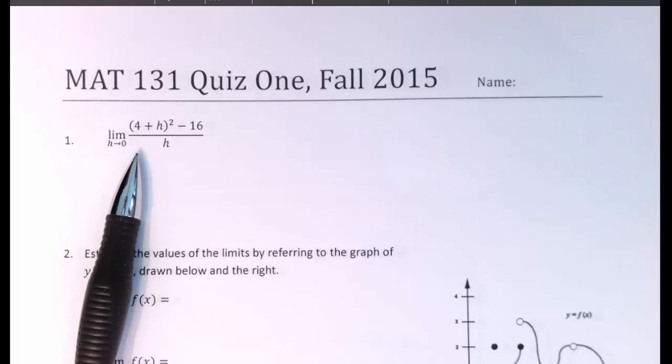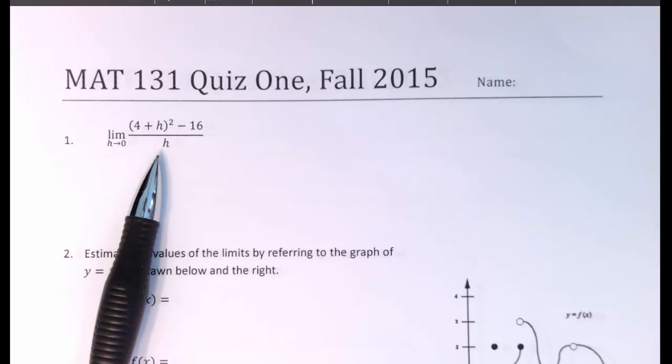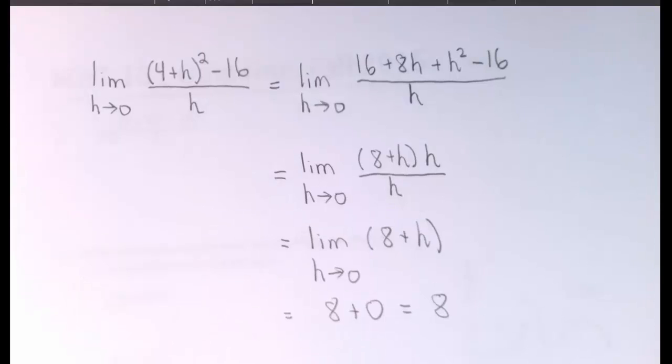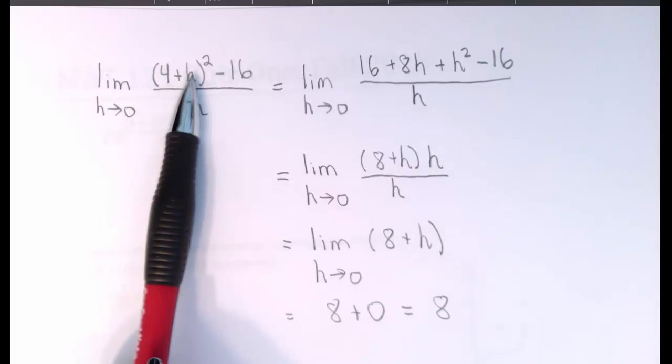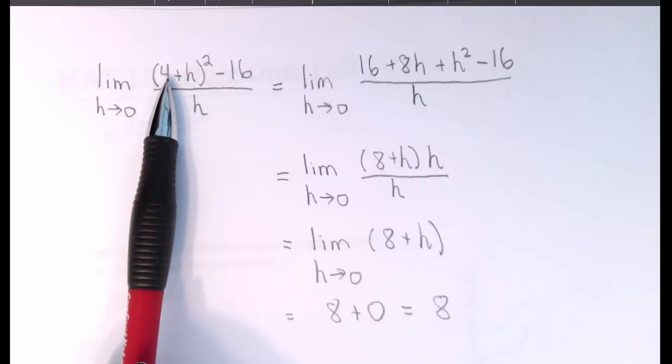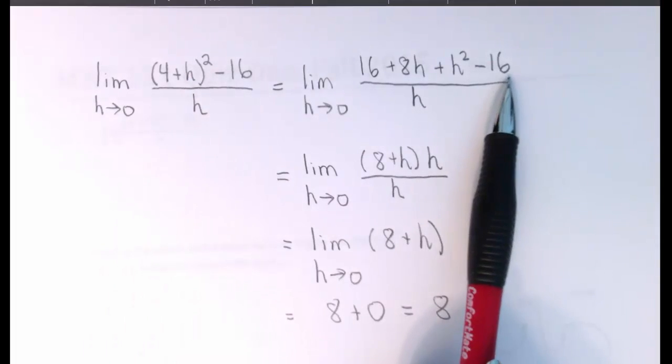That's an indeterminate form, so we need to do some algebra to simplify this expression before we can substitute h equals 0. Here are the calculations. 4 plus h all squared. We square the 4 to get 16. We multiply the 4 and the h and double it to get 8h. And then we square h to get h squared. And finally, subtract off the 16.